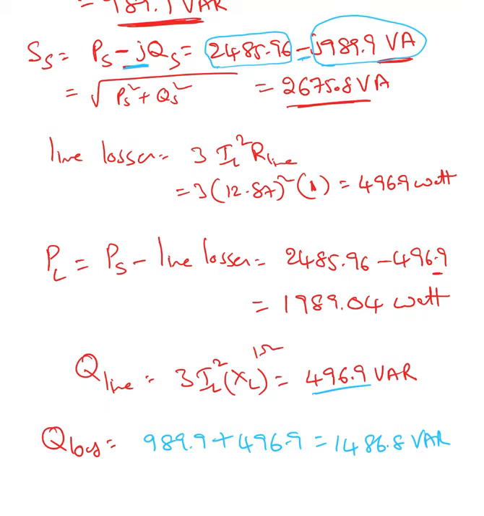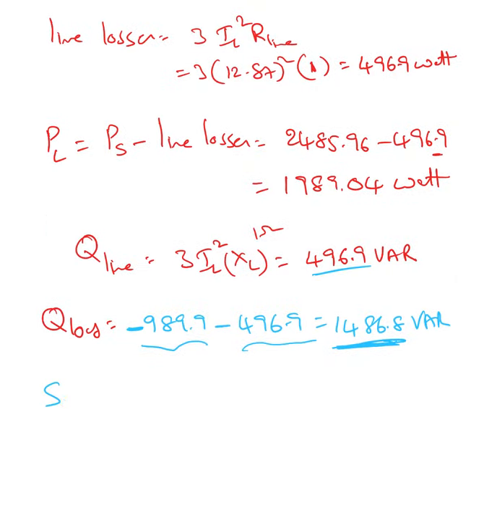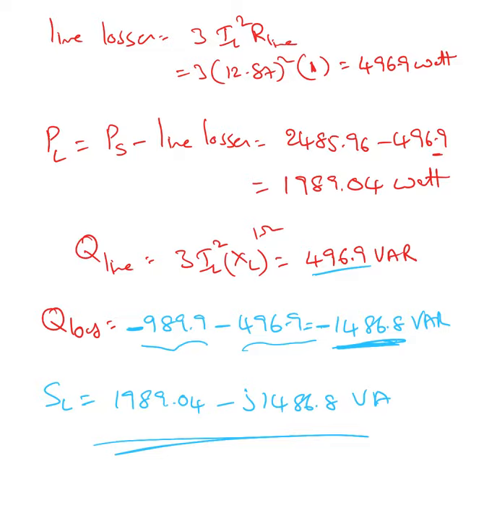Basically, since the load is a capacitive load, it is generating this much reactive power. Out of this, the line is consuming this much and the remaining is giving it back to the source. So to avoid confusion, I would say take this as a negative, take this as a negative, so that will make it easier. So S load must be 1989.04 minus J 1486.8 volt ampere. That's the S load.